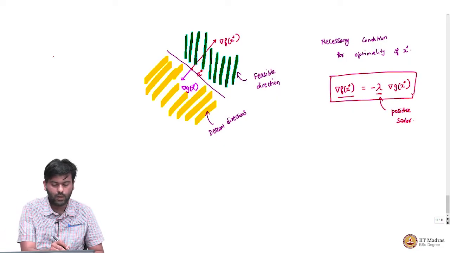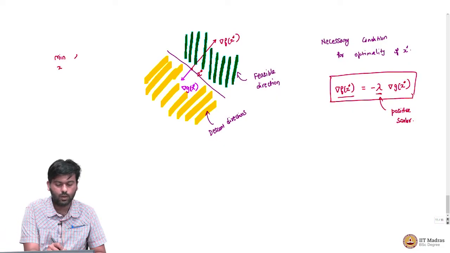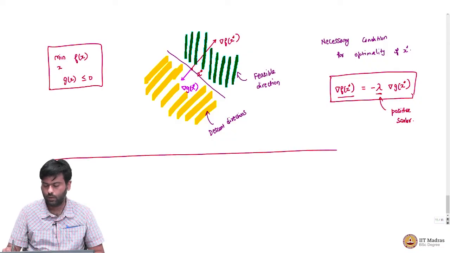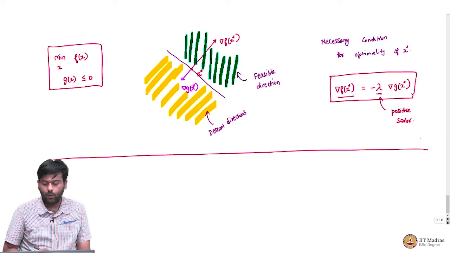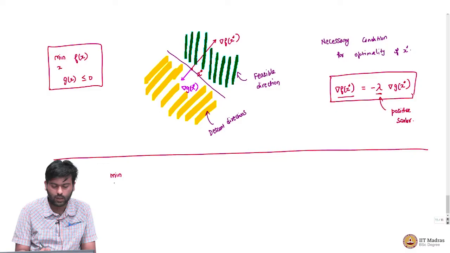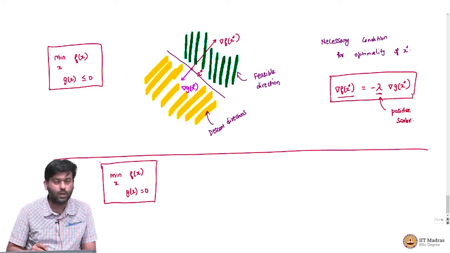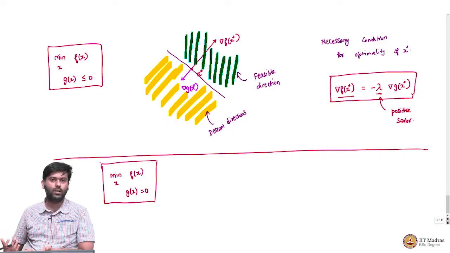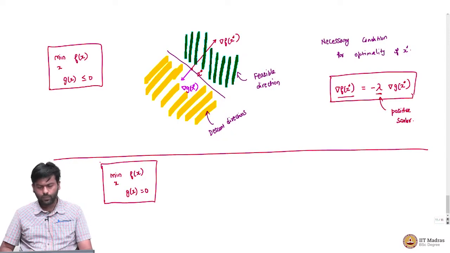Great. So, remember our problem was minimize over x f of x such that g of x is less than or equal to 0. Okay, good. So, this is where we have reached. Now, let me also quickly try and do what happens when you have minimize over x f of x such that g of x equals 0. So, this is like an equality constraint. Now, what changes if you have an equality constraint? One can ask that question.